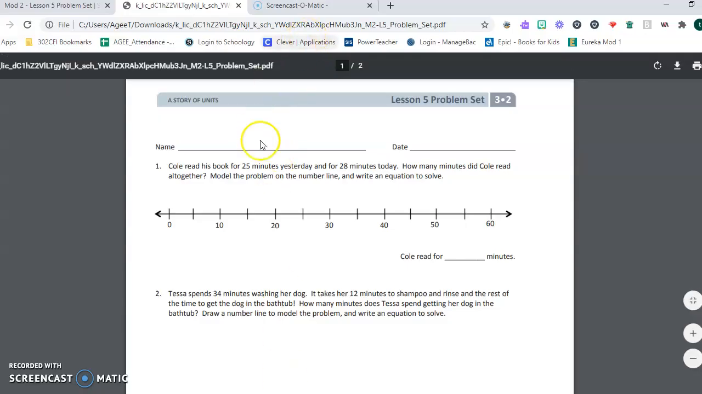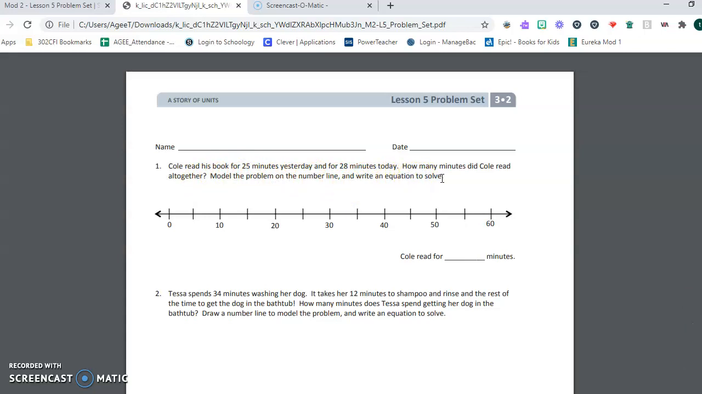I'm going to look at problem number 1 here, and we've got Cole. Cole read his book for 25 minutes yesterday and for 28 minutes today. How many minutes did Cole read altogether? Okay, model the problem on the number line and write an equation to solve. Okay, that's a lot, but you can do it. Let's go back and let's break it down piece by piece.